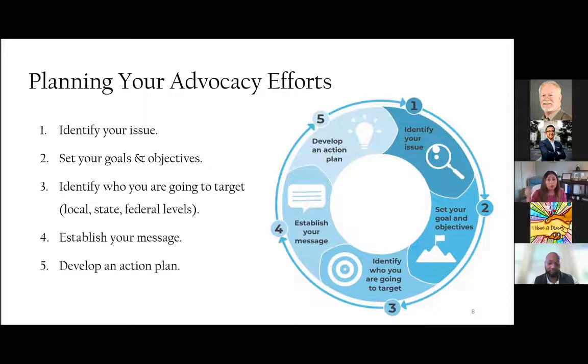What is the goal? To close the achievement gap. What's the goal? To make sure that we get X% of families into stable housing. What's the goal? To remove barriers to entry to the workforce. Set your goals, and then what are the objectives? How are we going to accomplish that goal?